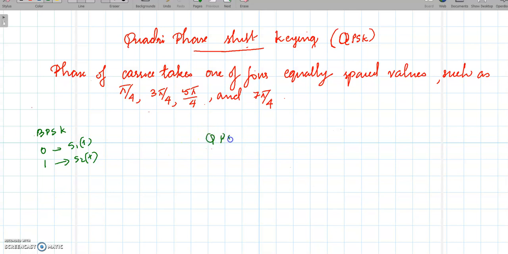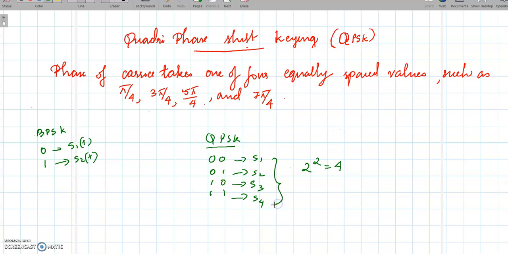But in QPSK, the main difference is that instead of transmitting 1 bit per symbol, here 2 bits are transmitted per symbol. So you will have 00, 01, 10 and 11. Corresponding to 2 bits, you are going to transmit 1 symbol. 2 bits means 2 raised to 2, that is 4 combinations, so you have 4 symbols. Each of the symbols takes the carrier phase pi by 4, 3 pi by 4, 5 pi by 4 or 7 pi by 4.